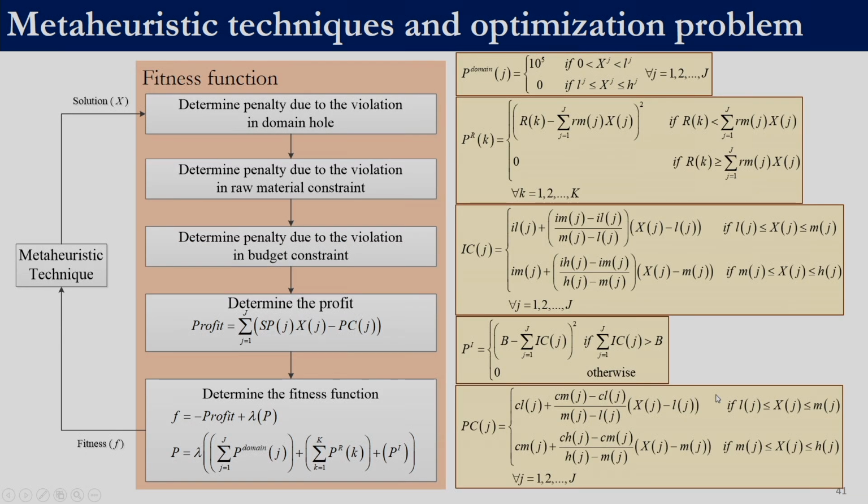Over here we have just compiled all the equations. This figure is the same that we discussed previously. Here we have just put all the equations together. This is how we assign penalty for violating the domain constraint. This is how we calculate the penalty for violation in raw materials. This is how we calculate the investment cost and then check for violation in the investment cost. This is how we calculate the production cost. Once we calculate the production cost, the revenue earned is the selling price times the amount that is produced. Once we know the profit, we can use this fitness function equation to calculate the fitness function.